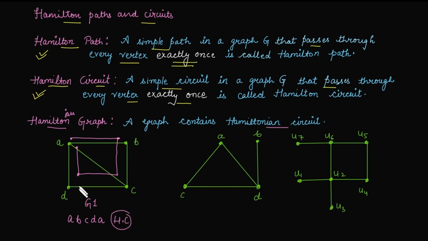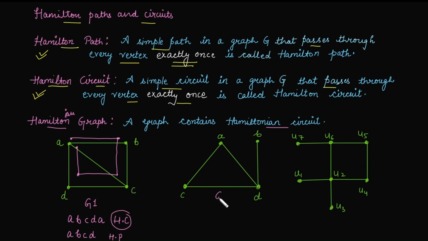Does it possess a Hamilton path? That means we can find a path that covers each and every vertex once, but the end points are different. So the answer is yes. Just remove the last vertex from the Hamilton circuit. So the path will be A, B, C, D, and that is the Hamilton path in this case.